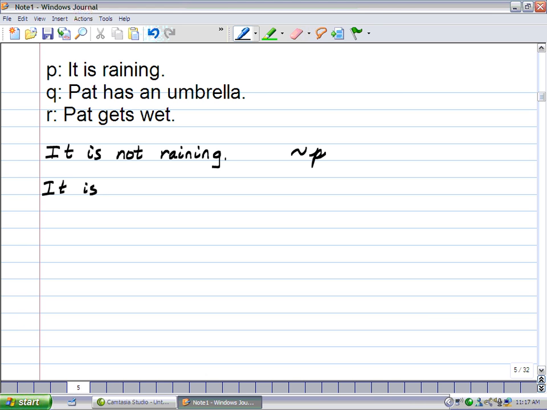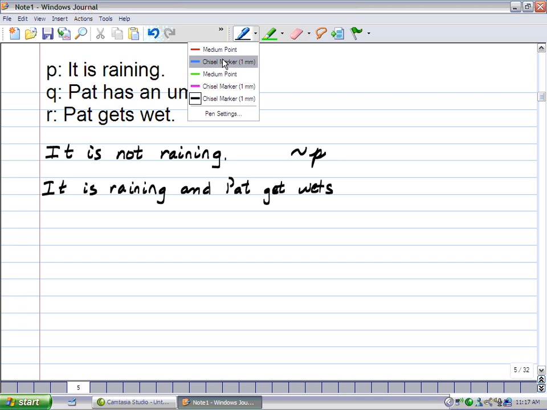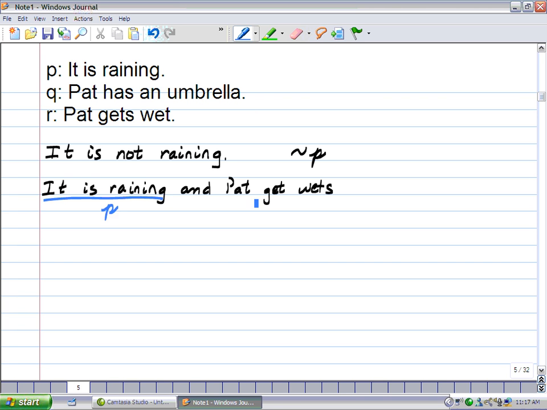Okay, let's make a conjunction. It is raining and Pat gets wet. So I'm going to look at the first statement. It is raining. That's P. Pat gets wet. That's R. So symbolically, my sentence is P and R. It is raining and Pat gets wet. So I've written the whole sentence in the symbolic form, much shorter.